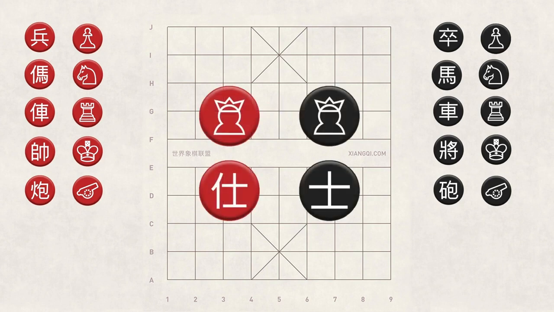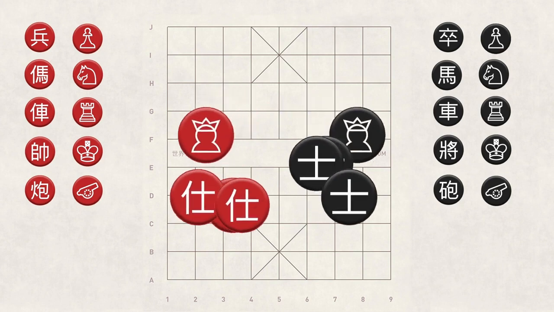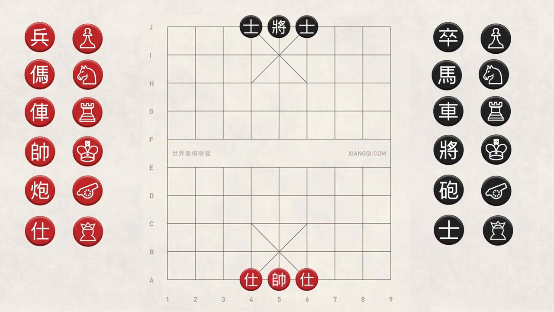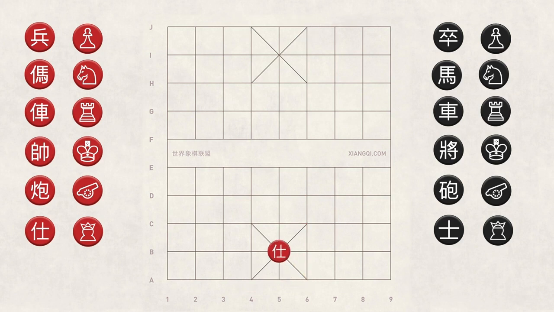Advisors also have no international chess equivalent. There are 2, 1 on each side of the king. The advisors are restricted to the palace around the general. The advisor can move diagonally 1 position at a time. It captures by moving directly into a piece. The advisor is worth 2 points.